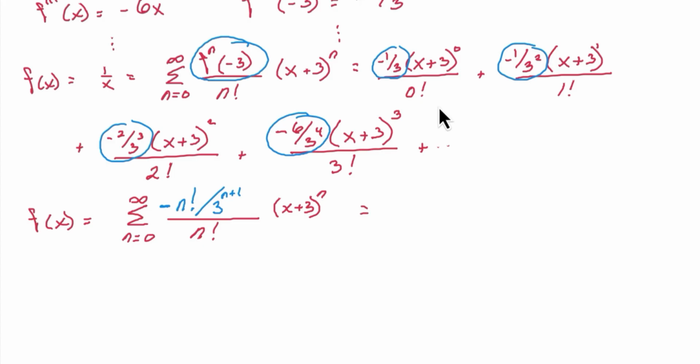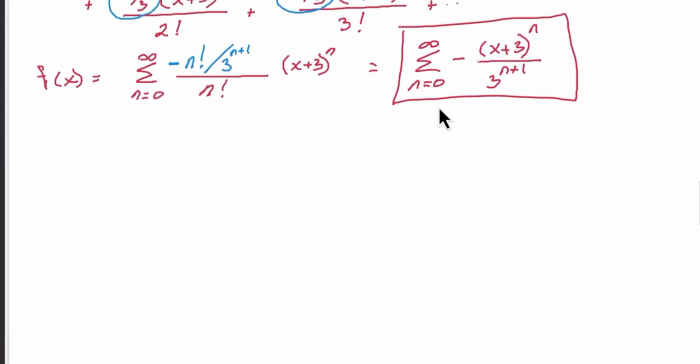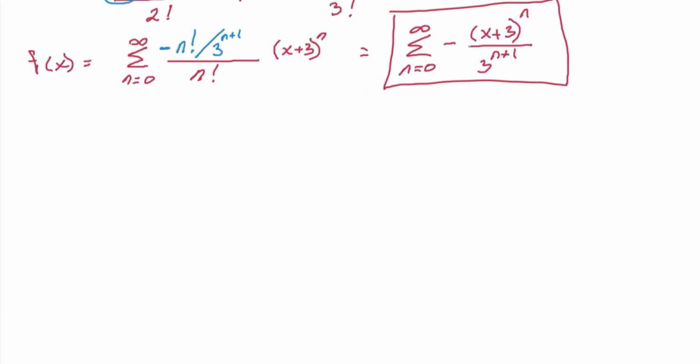Notice now we can simplify this sum. We have n equals 0 to infinity, negative. The n factorials will cancel, leaving us with x plus 3 to the n divided by 3 raised to the n plus 1. Our goal now is to find the radius. So we'll need to do the ratio test. Remember the steps for that.